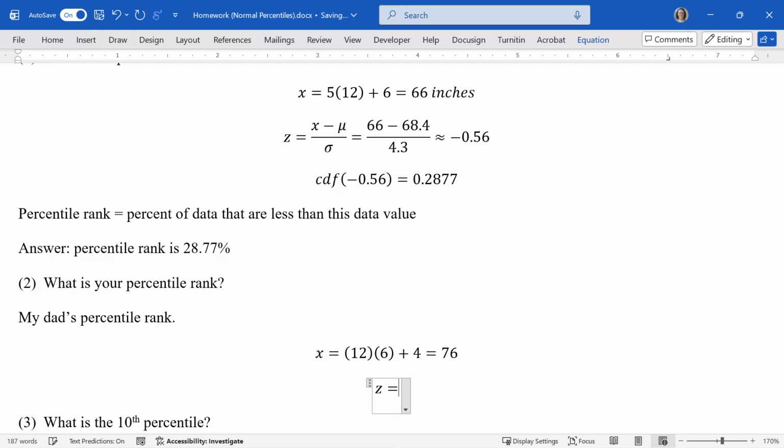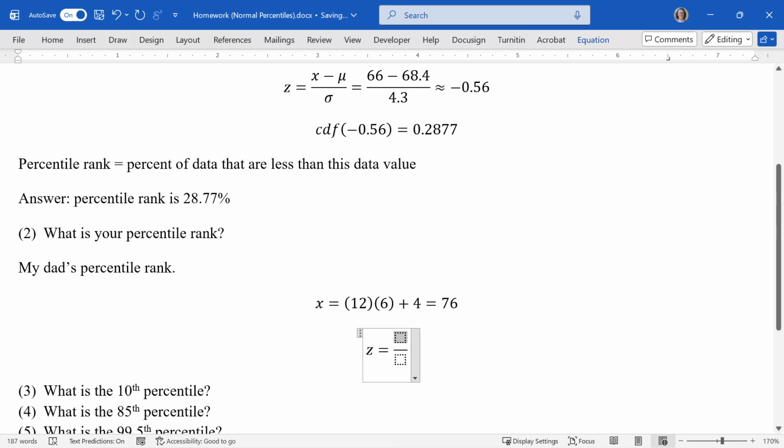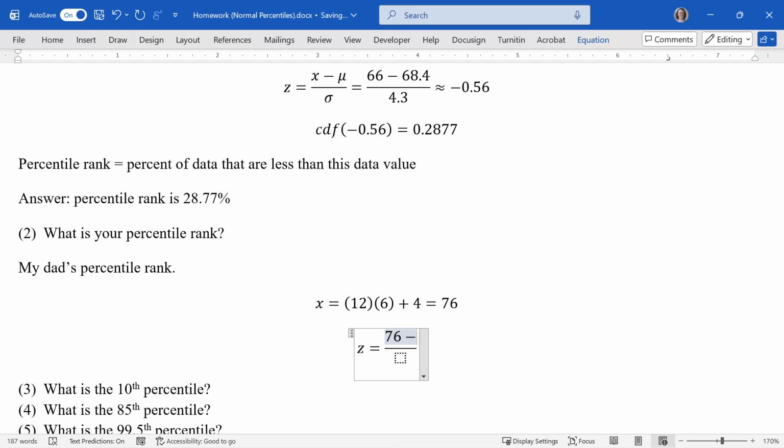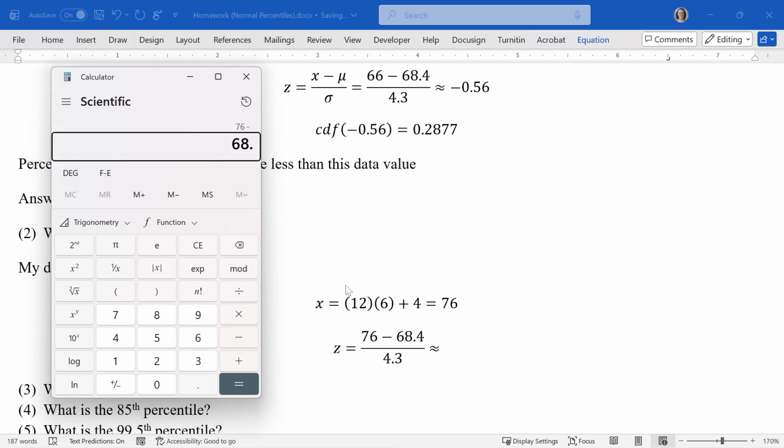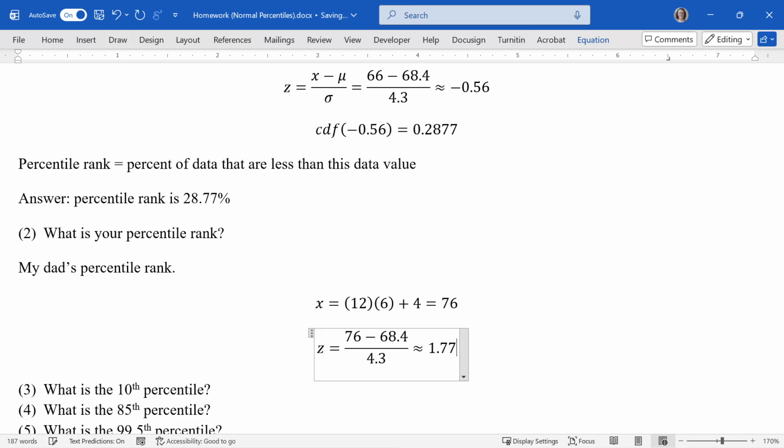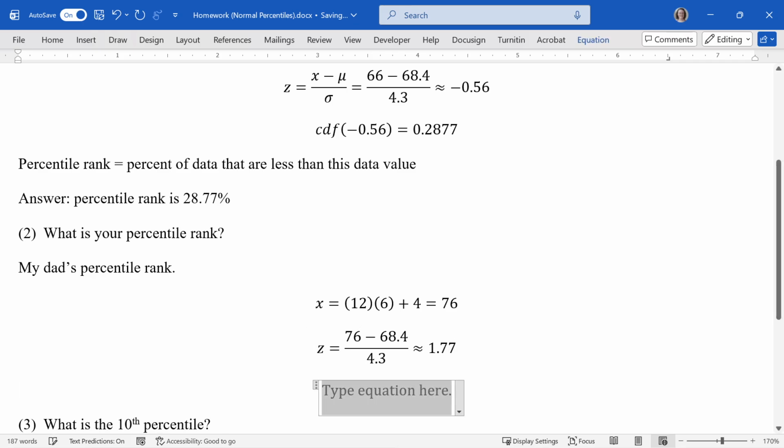Now I'm going to convert that to a z-score. Of course, he wasn't in my stats class, so his data value shouldn't be in this set, but oh well. We're going to do this anyway. So 76 minus the mean, which was 68.4, and then divided by the standard deviation, which was 4.3, and that's going to be approximately 1.77. Yes, a nice high z value, so I can feel a little taller about myself.